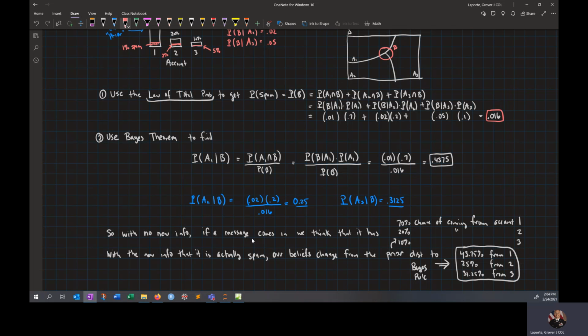So with no information, what I'm telling you is if a message comes in, we think we have a 70% chance of coming from account 1, 20% from account 2, and 10% from account 3. That's saying I have no information about it. However, if I tell you, hey, this message is spam, or I could do exactly the same thing with B prime, in other words, not spam, and try to figure out what account it comes from. But with this new information, hey, listen, you just got a spam, the question is, what is the probability that it came from A1 given that it is spam? It's now 0.4375. And without Bayes' theorem, or without thinking about flipping that conditional probability, you would not be able to calculate that one.